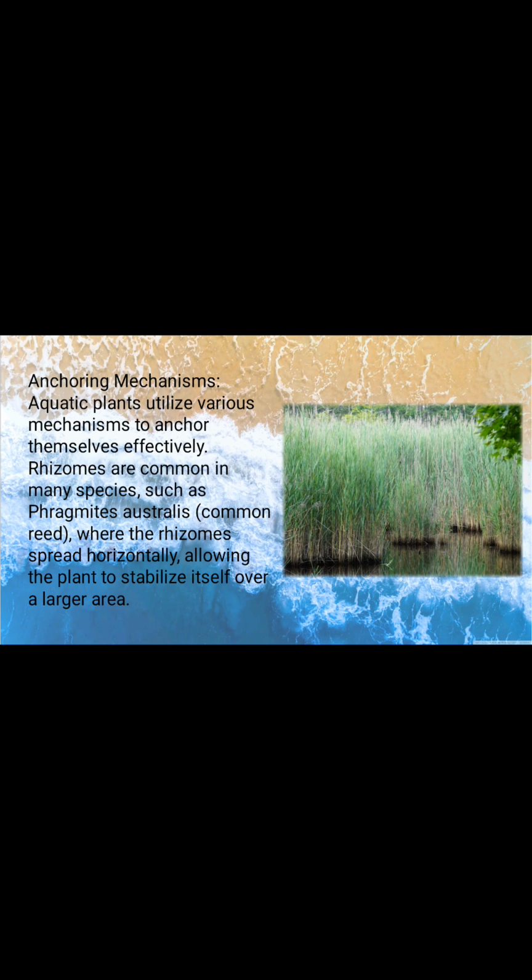Thanks, Robin. Now, let's talk about the different ways aquatic plants anchor themselves in water. One key structure is the rhizomes. Rhizomes spread horizontally and help plants like Phragmites australis, also known as common reed, stabilize themselves over large areas. This spreading mechanism not only helps with anchorage, but also supports the plant's growth in unstable conditions.